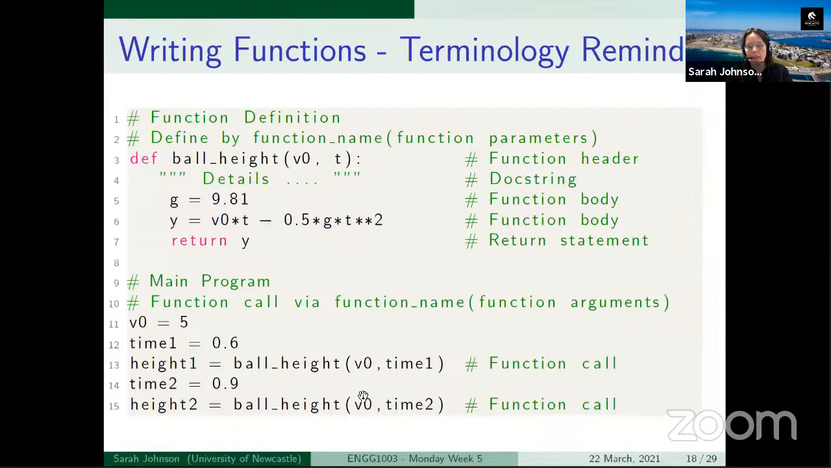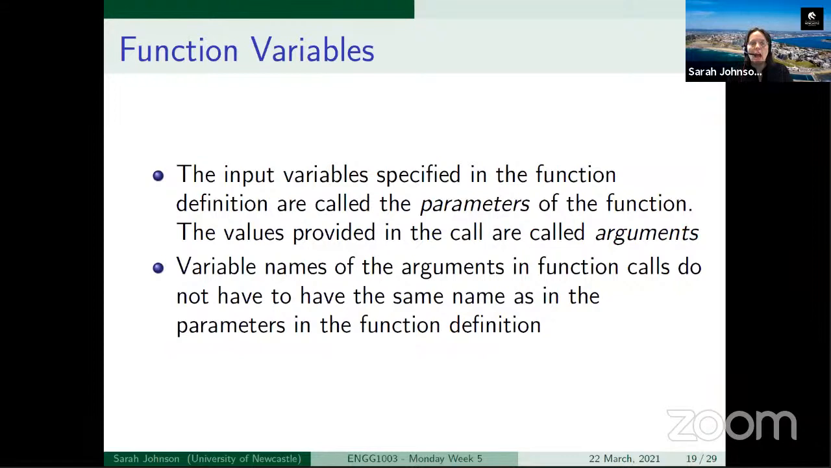So every time we call a function, we pass in arguments. But when we define the function, these are the parameters that we've defined for the function. There's a difference in terminology between the function definition with parameters and the function call with arguments. Okay, so I've just said that.